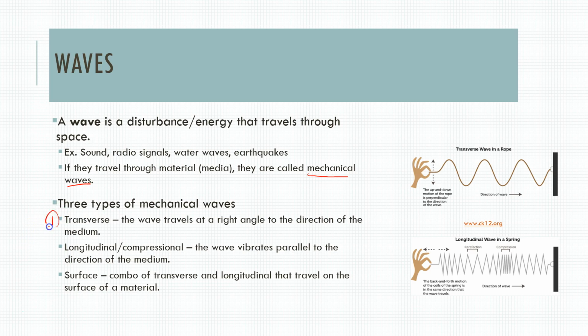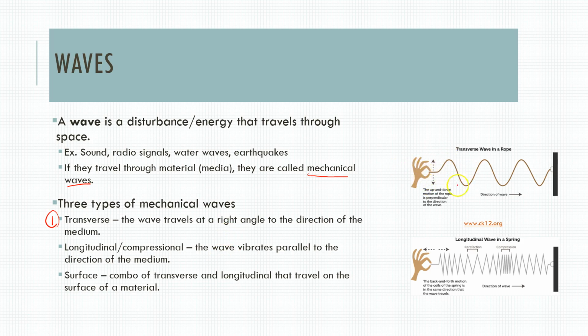The first right here is called a transverse wave. Now, it's called a transverse wave because the wave and the medium will travel at right angles to each other. And if you think about it, that makes absolutely no sense whatsoever, right? So let's look at the image over here and see if we can make sense of it.